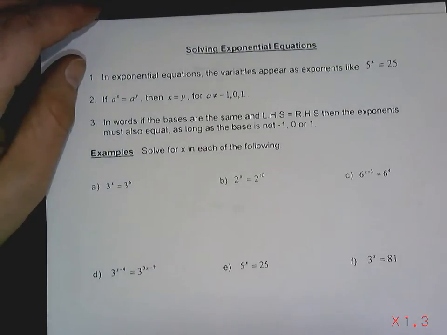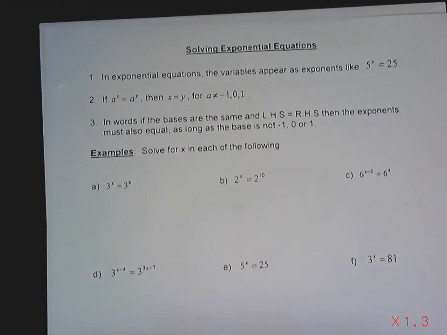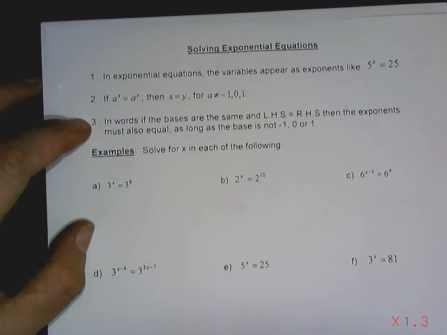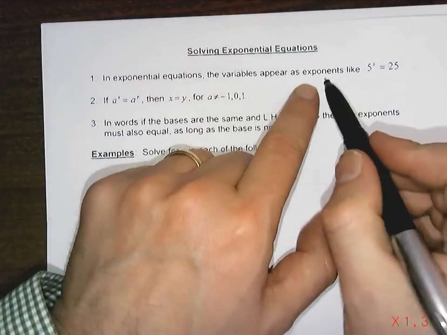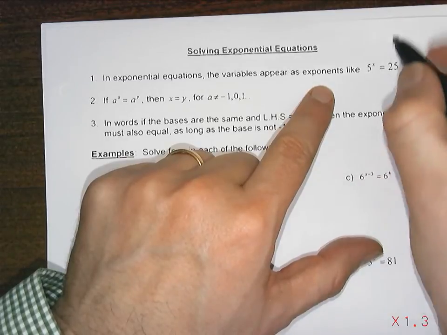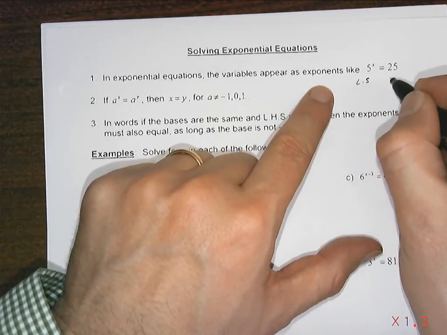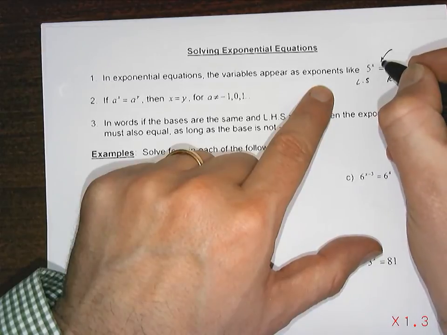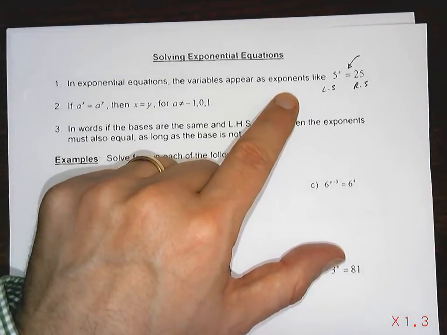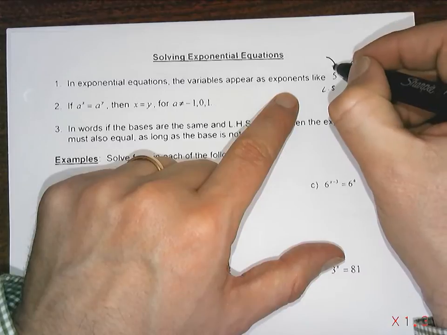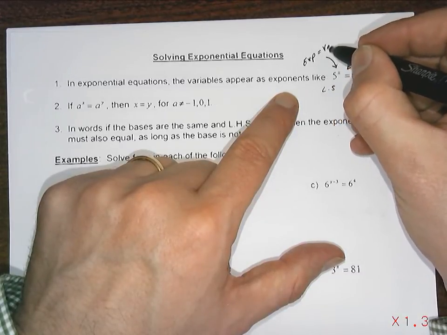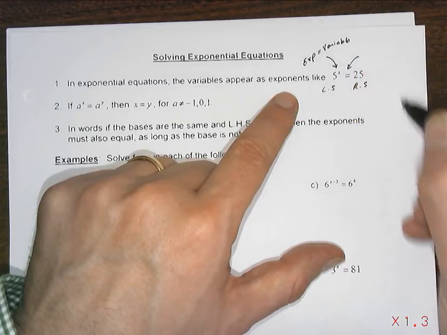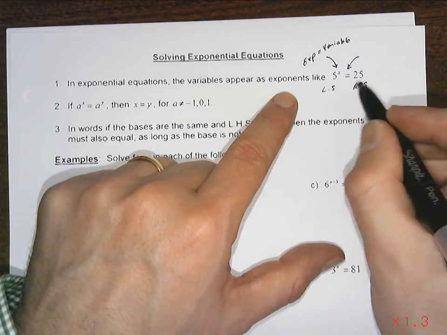So solving exponential equations is what we're going to be talking about. And I've got 3 different points here, and then we jump right into examples. So in exponential equations, the variables appear as exponents. And here's an example. So this is an equation. We have a left side, we have a right side, we have an equal sign, which gives us that equation idea, and we have our variable in the exponent. So your exponent equals a variable. That gives you an exponential equation.